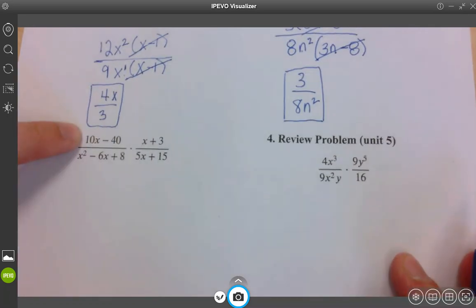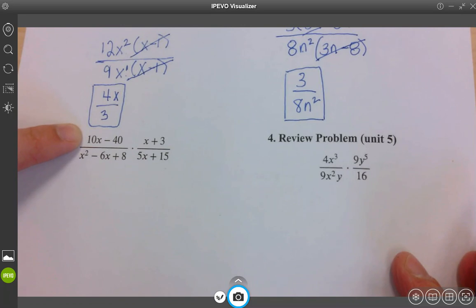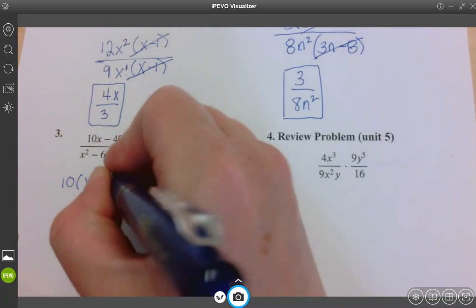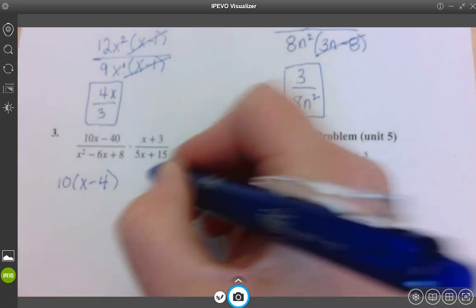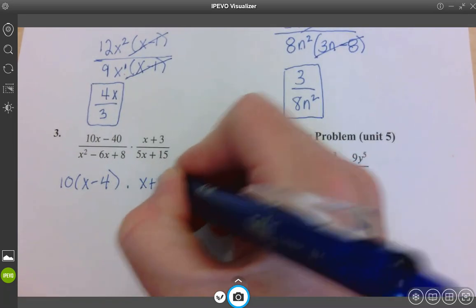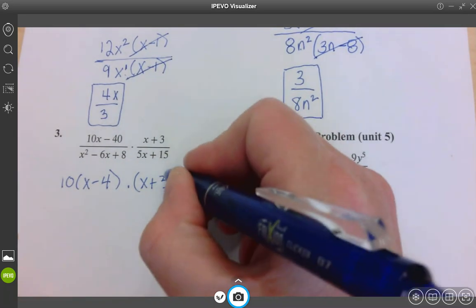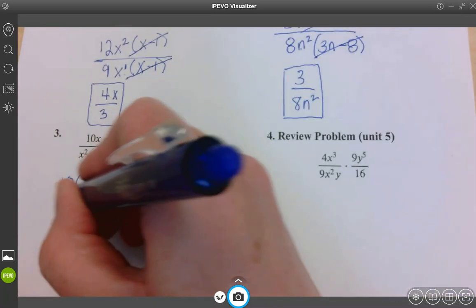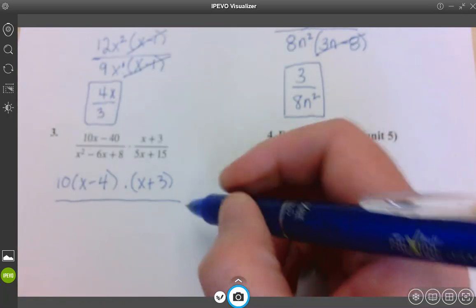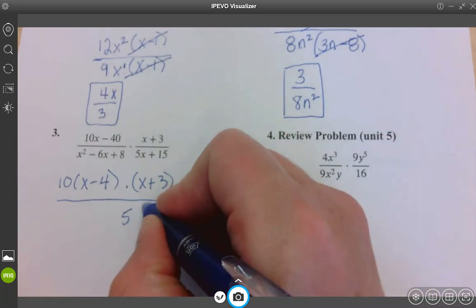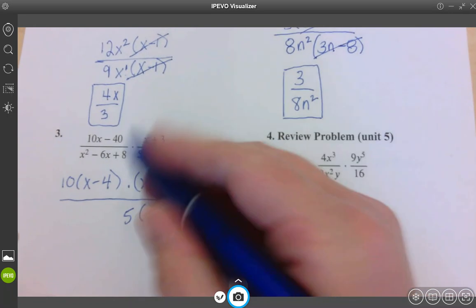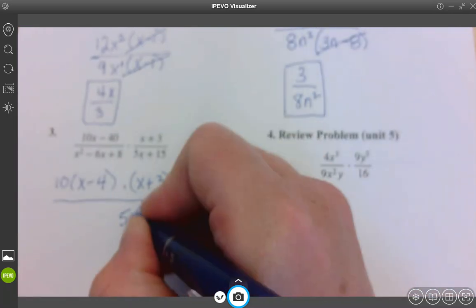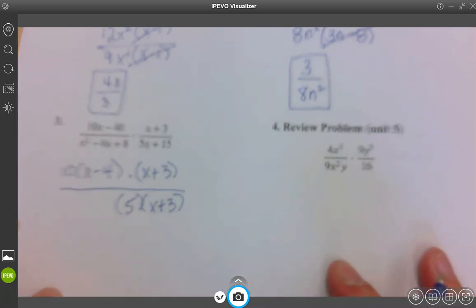Okay, the first numerator, I can factor out what number? 10, good. And then x plus 3. I'm going to put parentheses on it just to keep it together, okay? Then down here with the 5, I can factor out the 5. And then I have x plus 3 also. I'm just going to put parentheses on this one so I don't lose track of it.